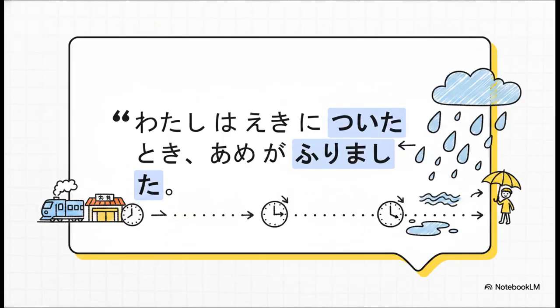Let's look at an example to see how it works. This sentence builds a really clear timeline. The first part, watashi wa eki ni tsuita toki, sets the exact moment. The verb tsuita is the past tense for to arrive. So, right at the moment of arrival, the second thing happens. Ame ga furimashita. It rained. See how toki is the bridge connecting those two events?